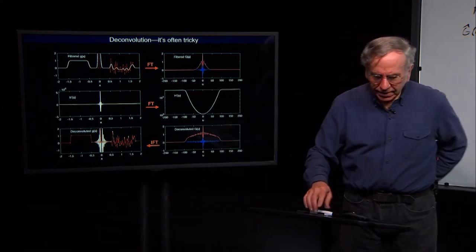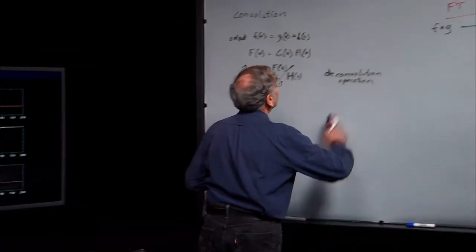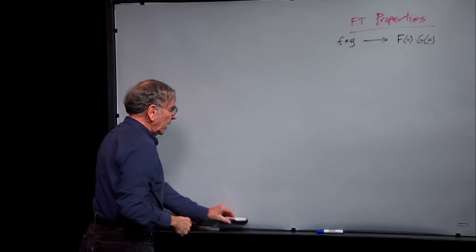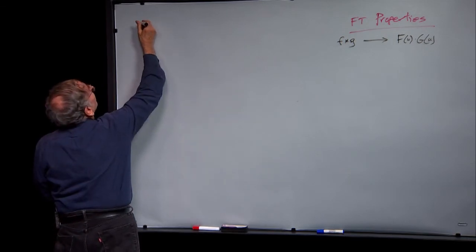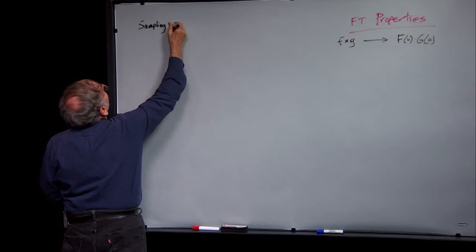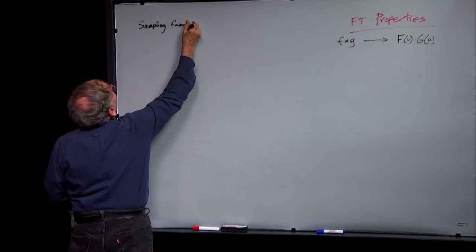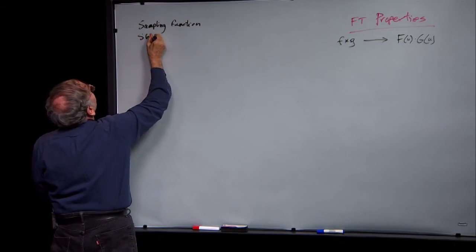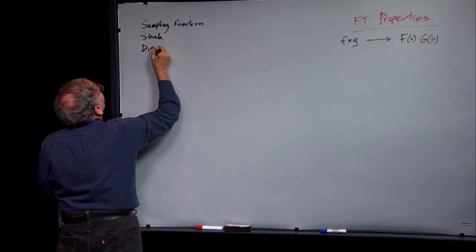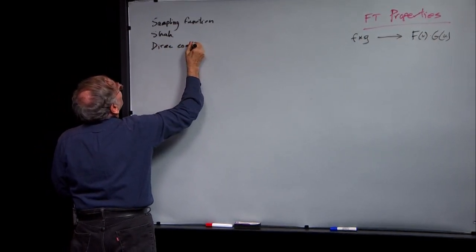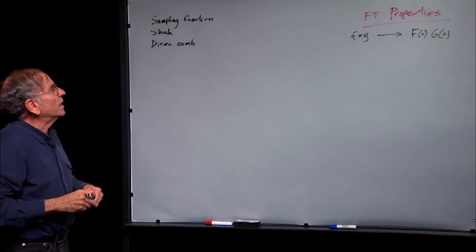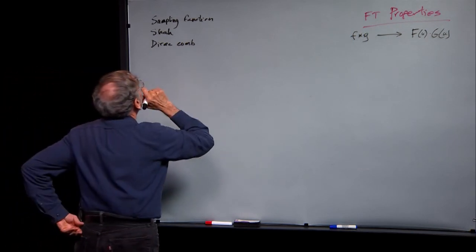Okay, now the next topic I want to talk about is something called the sampling function. In fact, it goes by various names: the sampling function, the Shah function, or the Dirac comb function. It has fancy names because it's kind of an interesting function.